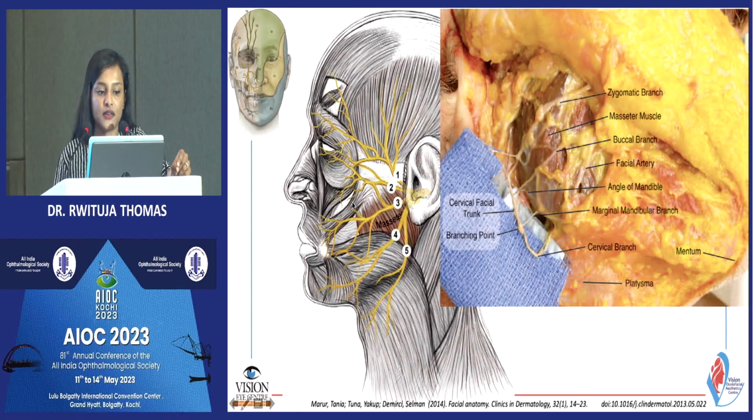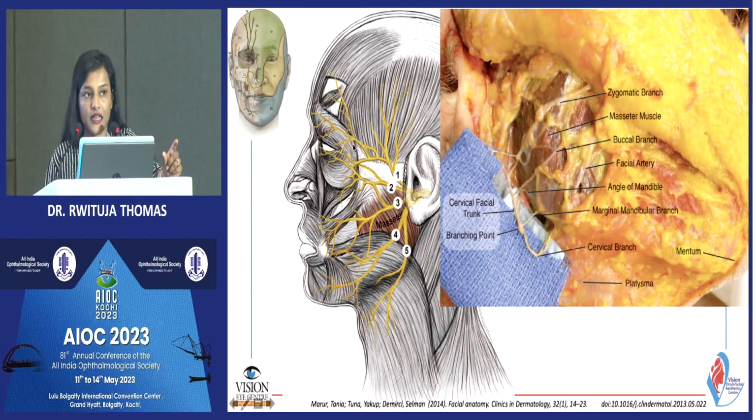With respect to the nerves, the most important would be the facial nerve. So any injection of botulinum toxin which goes too close to any of these areas can affect the motor function of the branches of the facial nerve.